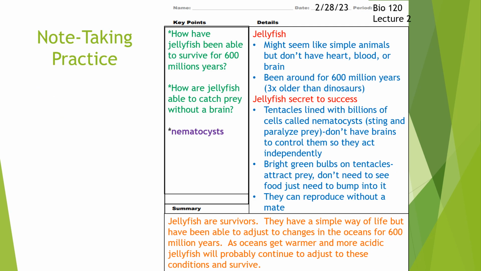Here's an example of Cornell note-taking from a bio lecture about jellyfish. In the details column, there are color-coded notes about jellyfish. Then in the key points column, there are questions to study from and vocab. At the bottom is a short summary of the lecture.